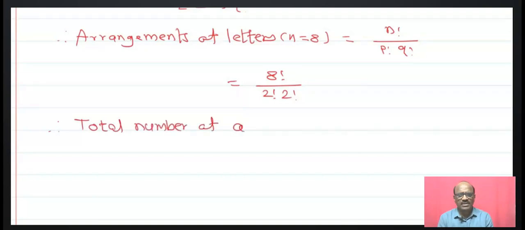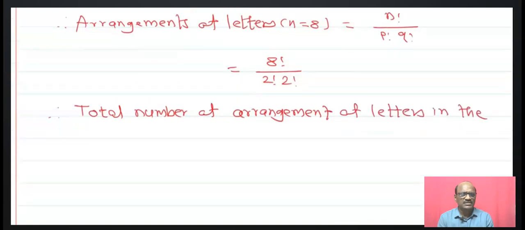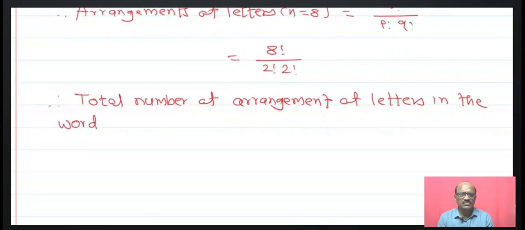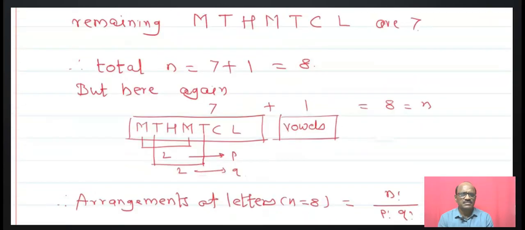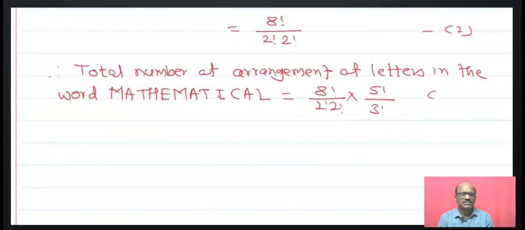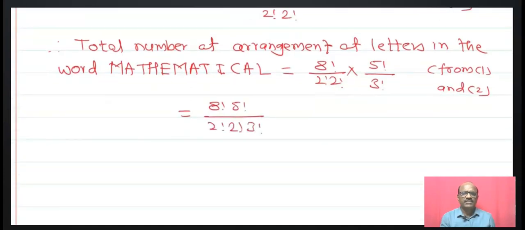Now the total number of arrangements of the letters in the word mathematical is equal to 8!/(2! × 2!) into the vowels arrangement, that is 5!/3!. Therefore, it is 8! × 5!/(2! × 2! × 3!).